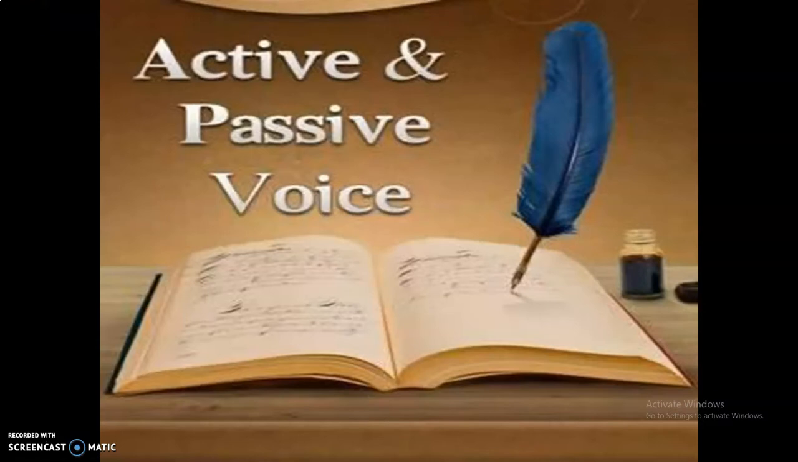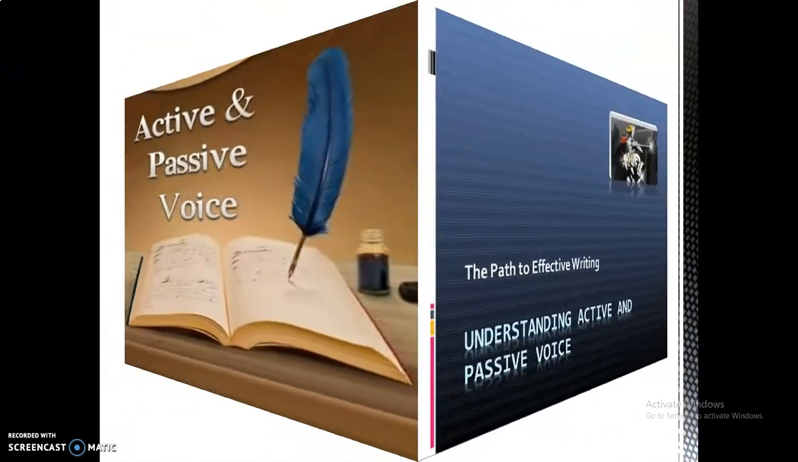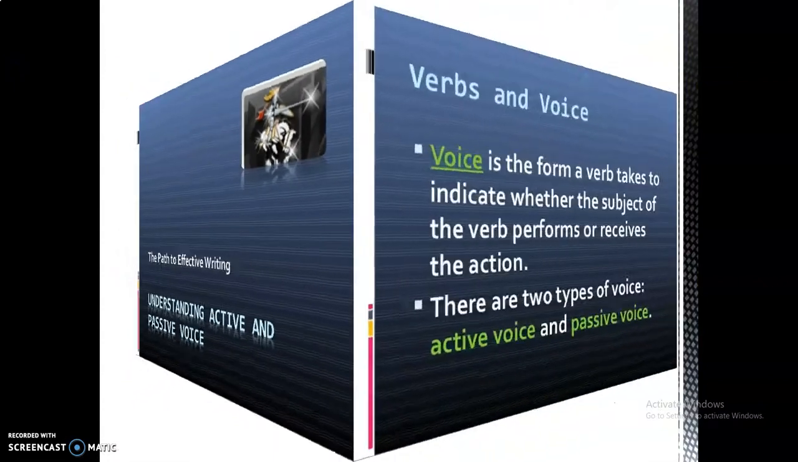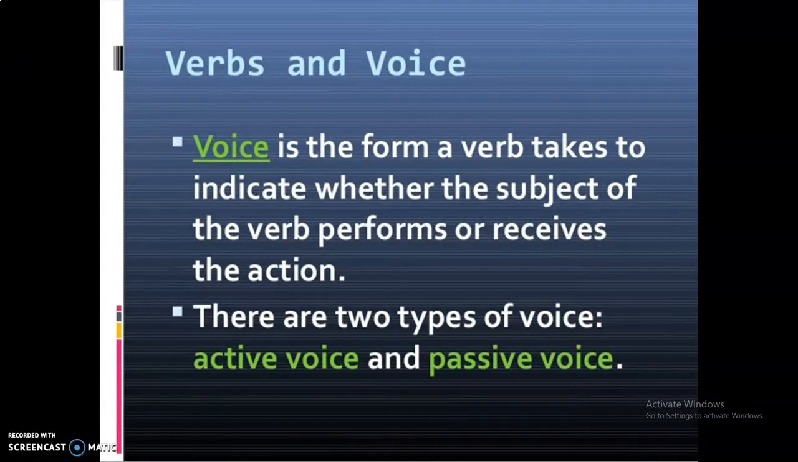So we already learned passive voice and its importance. Now we just learned about active and passive. So passive with active, okay. So understanding active and passive voice. Verbs and voice. Voice is a form a verb takes to indicate whether the subject of the verb performs or receives the action. So not only receive the action, now we receive the performer. So I have the performer from the verb through voice.